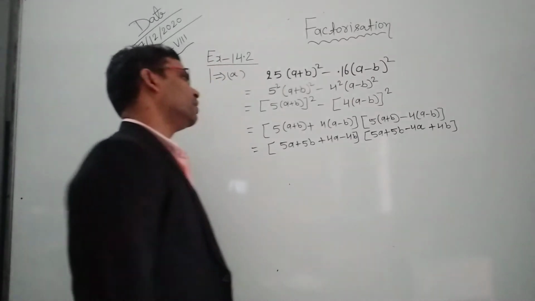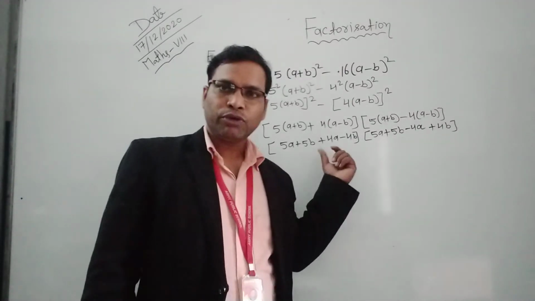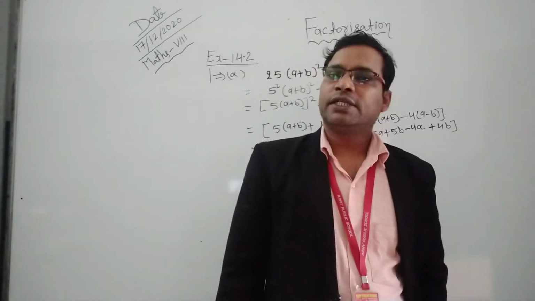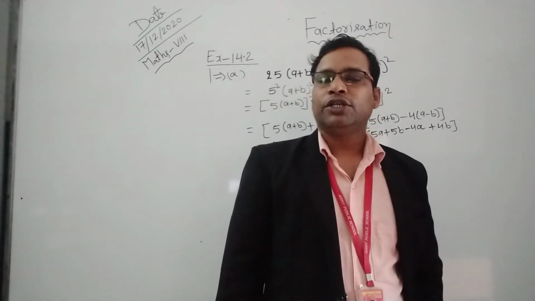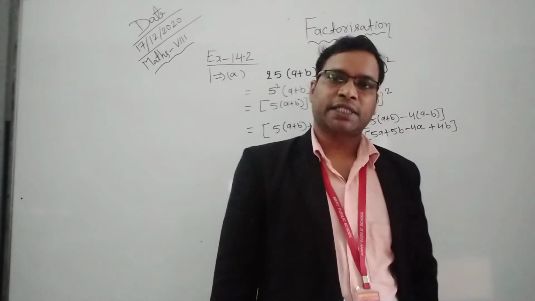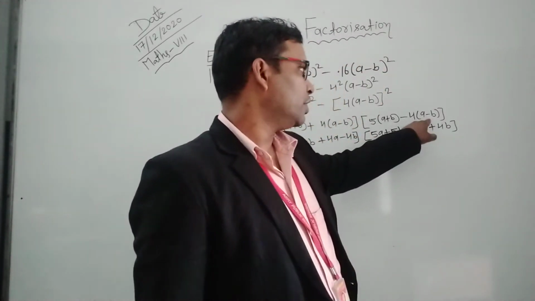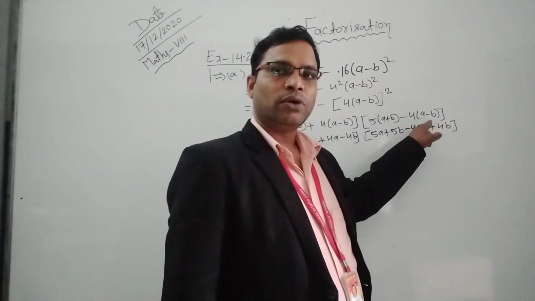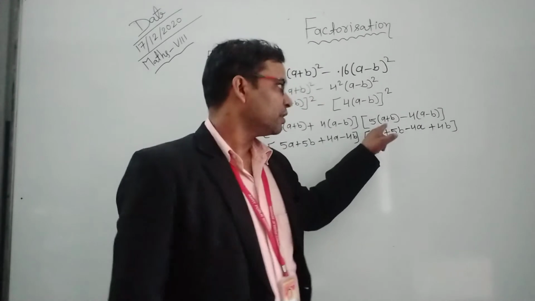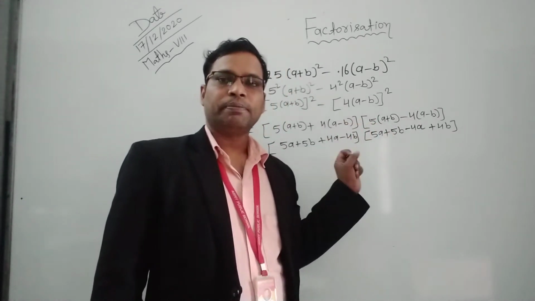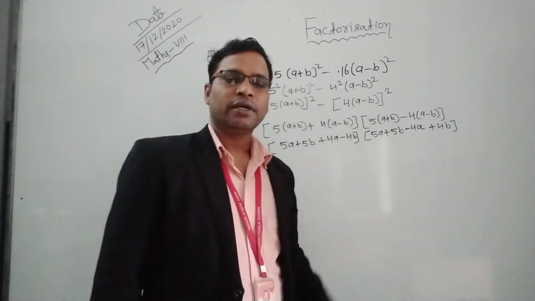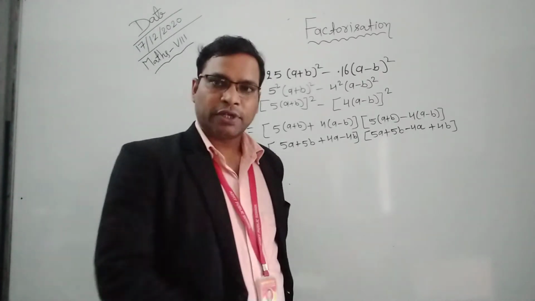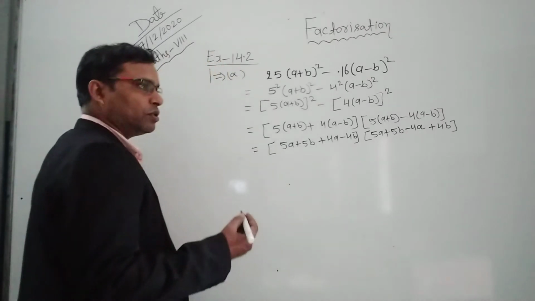Clear? 4a minus 4b. Here you use the distributive law of multiplication over addition and the distributive law of multiplication over subtraction. Okay? In this bracket, you use the distributive law of multiplication over subtraction, and in this bracket we use the distributive law of multiplication over addition. Okay? So I hope all of you know this distributive law. So let's see what is the distributive law of multiplication over addition.